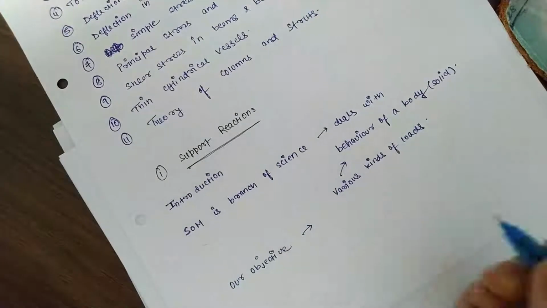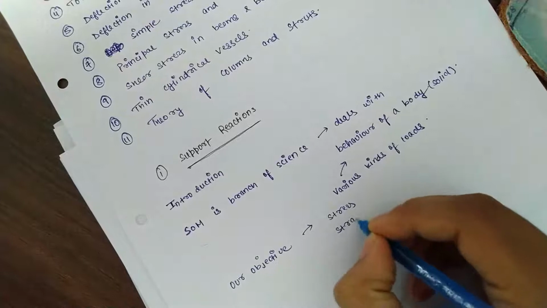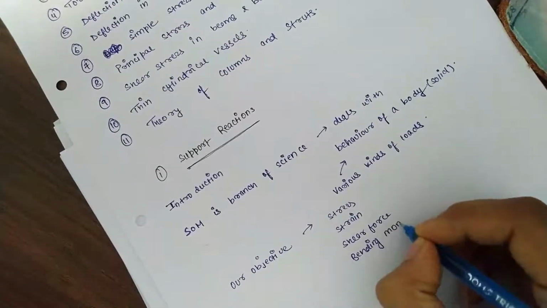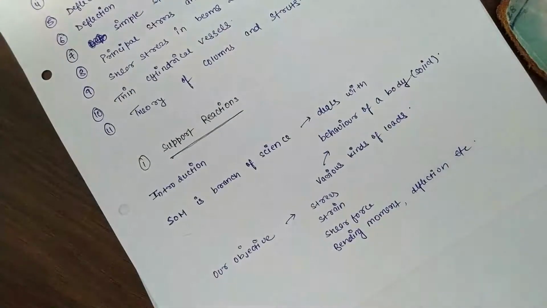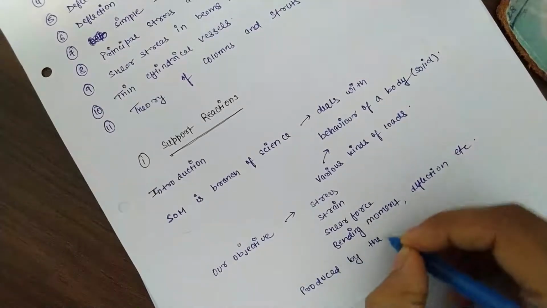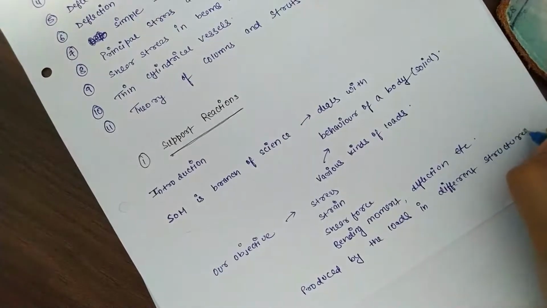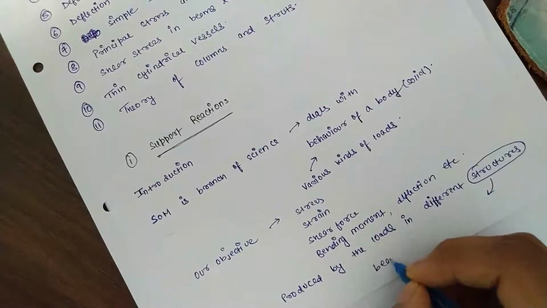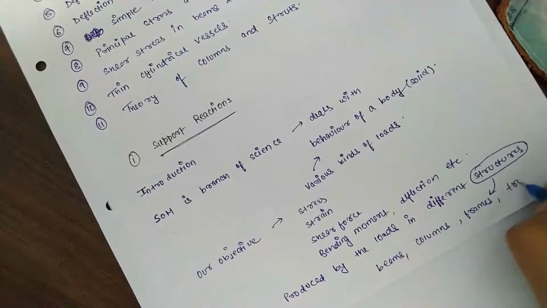Now, the objective of our analysis is to determine the stress, strain, shear force, bending moment, deflection, etc. These things are produced by the loads in different structures. These structures may be, for example, beams, columns, frames, trusses, etc.